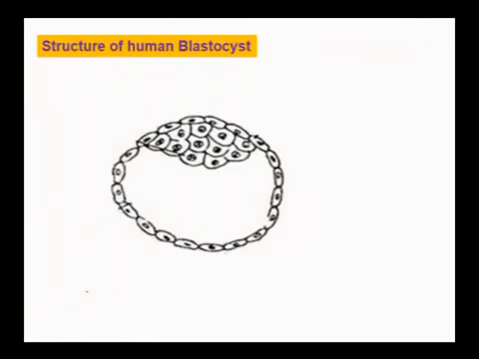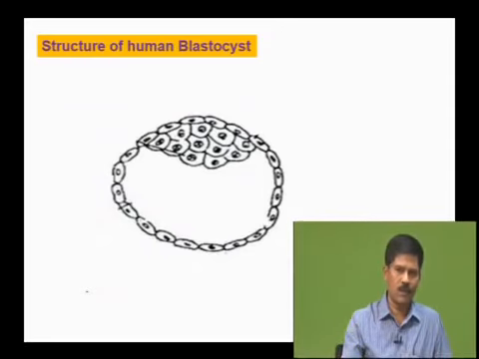Coming to the structure of human blastocyst. Human blastocyst is a stage of embryonic development. The first stage we call morula. Morula develops into blastula. In human beings, it is said to be blastocyst. It's spherical in shape, covered over by the outermost layer of cells.